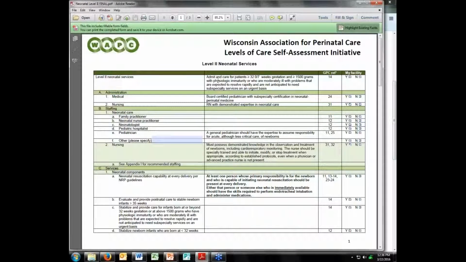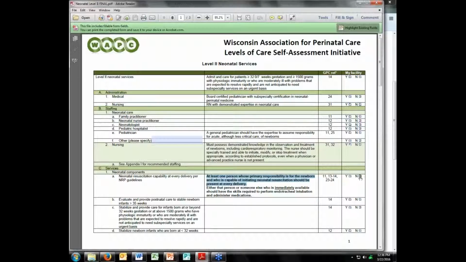And again, it's set up the same way, so that you have the same categories, the same letters A, B, C, D, E, and I think F, right? But it specifically applies to the neonatal stuff. And where there are comments, like some of these, we bolded this: at least one person whose primary responsibility is for the newborn and who is capable of initiating neonatal resuscitation should be present at every delivery. That comes from ACOG and AAP jointly.